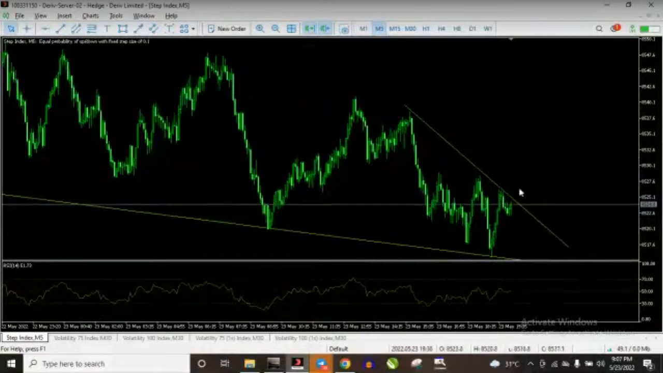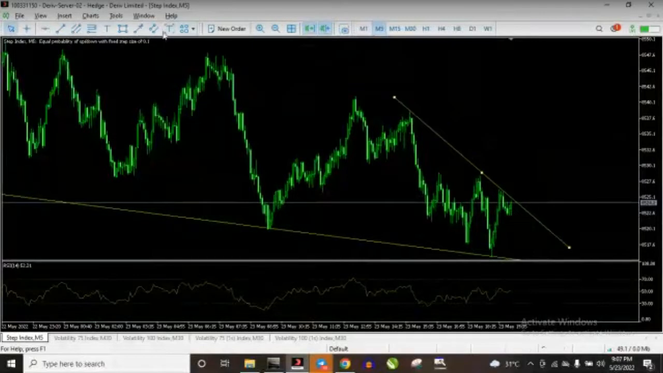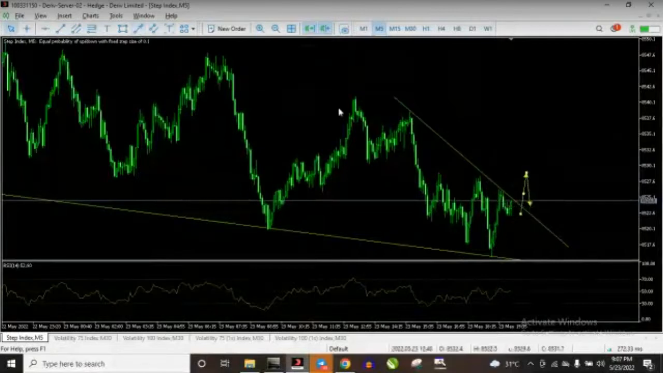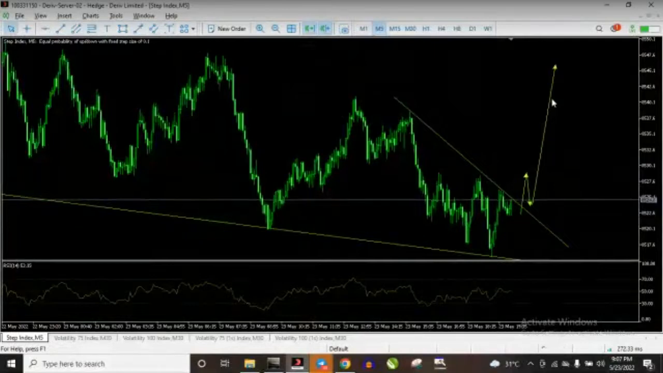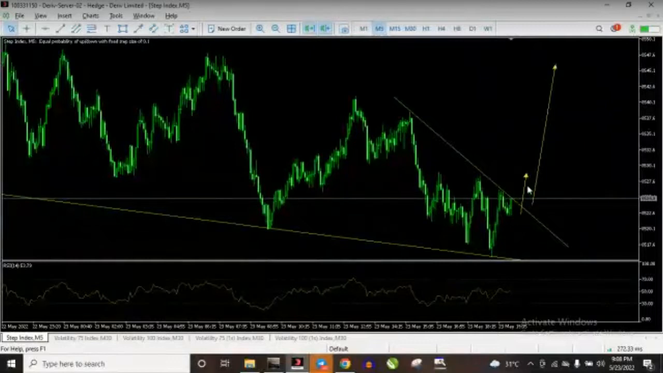So let's remove that. And let's remove this. Right. So what I'm looking for now on 5 minutes on step index is a break above. I'm looking for a break above, and after the break above has happened, I'm looking for a retest, and then I will continue to buy. So this is what I'm expecting on 5 minutes for step index. So once I see this happen, I'm in for the trade.